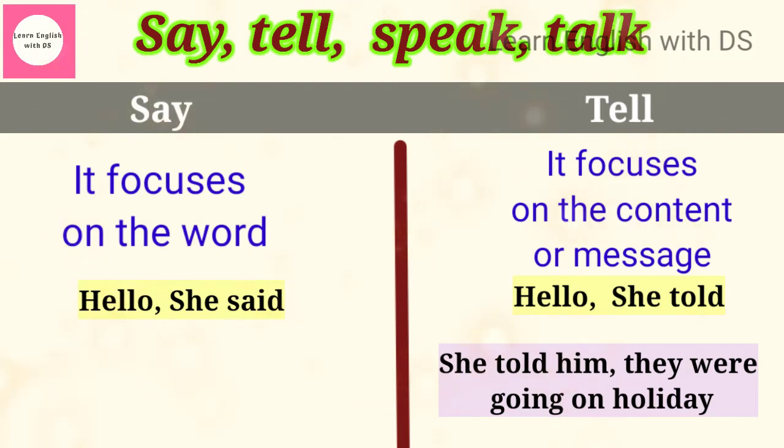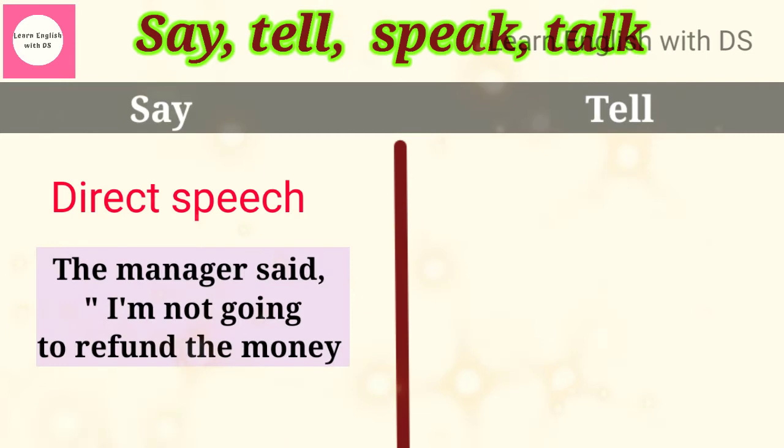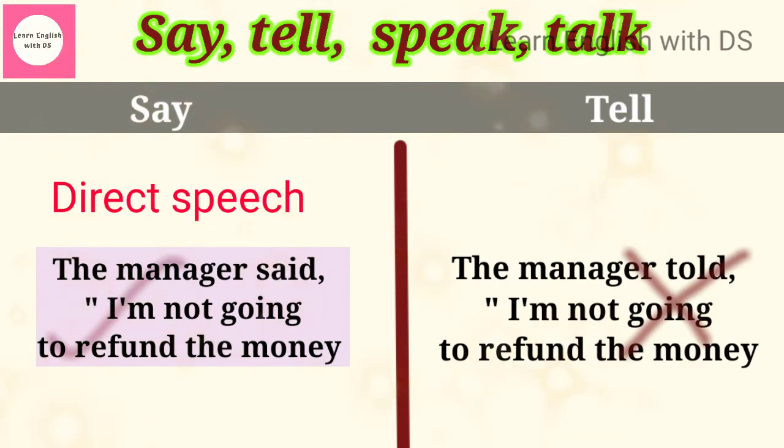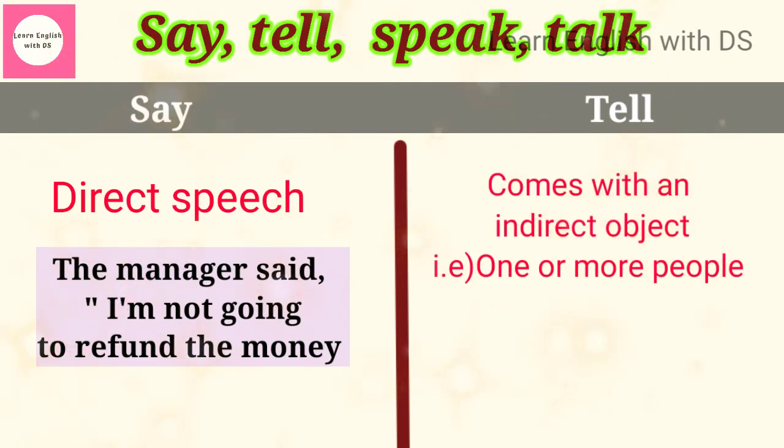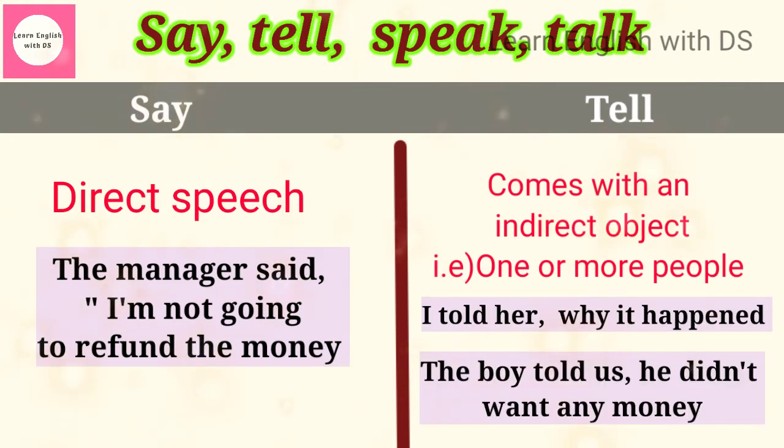We use say in direct speech. The manager said, "I'm not going to refund the money." We do not use tell in this way. Tell normally comes with an indirect object, that is, one or more people. The examples are, I told her why it happened. The boy told us he didn't want any money.